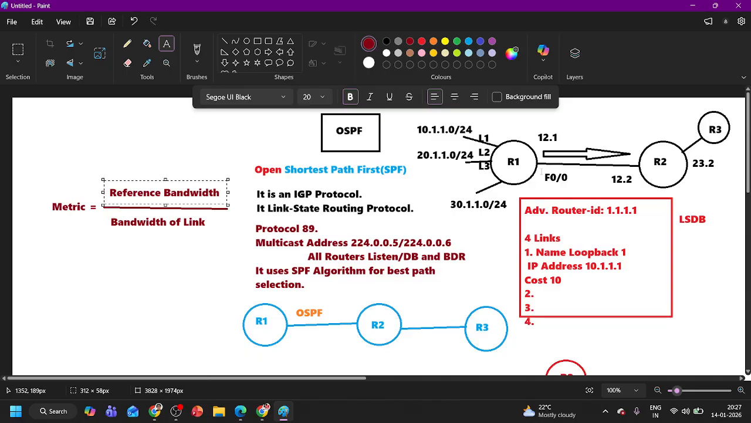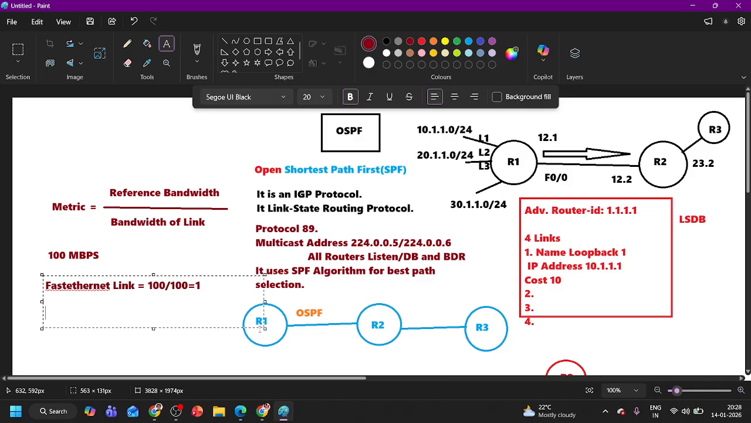Now reference bandwidth is a reference value which you can configure on the router. It is just a reference value to calculate the metric. By default, what is the reference value on a Cisco router? By default the reference bandwidth is 100 Mbps. 100 Mbps means a Fast Ethernet link. What metric will a Fast Ethernet link have in OSPF? Reference bandwidth 100 upon the bandwidth of my link, which is also 100. It is going to be 1.